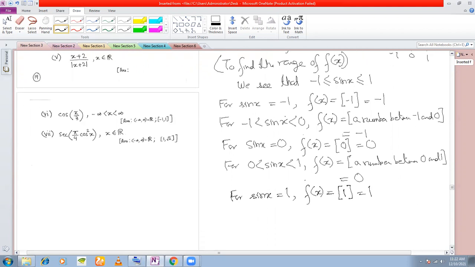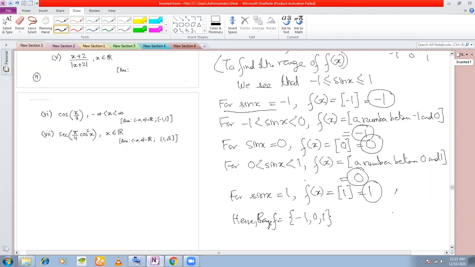So what you see here, for any value of sine x that you are getting, sine x is equal to -1, the value of f(x) is -1. Here again, the value of f(x) is -1. Here for sine x is equal to 0, you are getting the value 0. Here again, 0. Here you are getting the value 1. That means for whatever value of x taken in its domain, the greatest integer function of sine x gives only 3 values, right? -1, 0, and 1. This is the range of f.